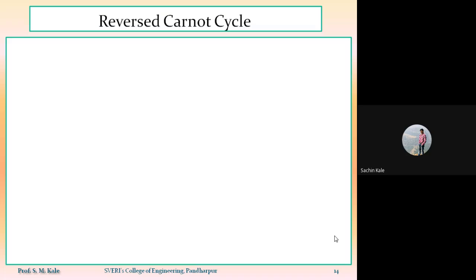So though the reverse Carnot cycle has the highest possible COP, it is used only as a standard cycle, or standard for comparison only. It will not be used practically, because this cycle has practical limitations. Are you getting? So the reverse Carnot cycle is a standard cycle which can be used for comparison only. It cannot be used practically because it also has practical difficulties. Are you getting this point? Yes or no?